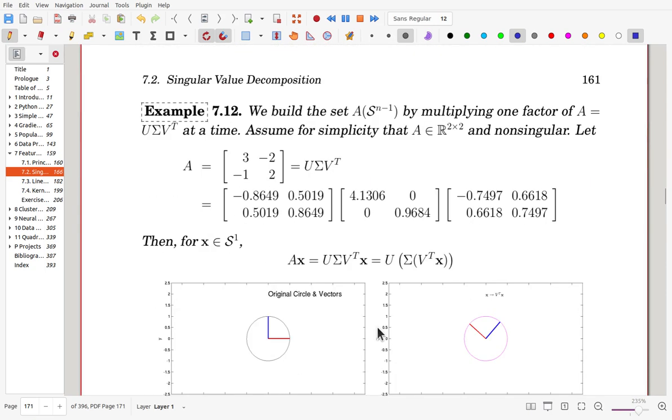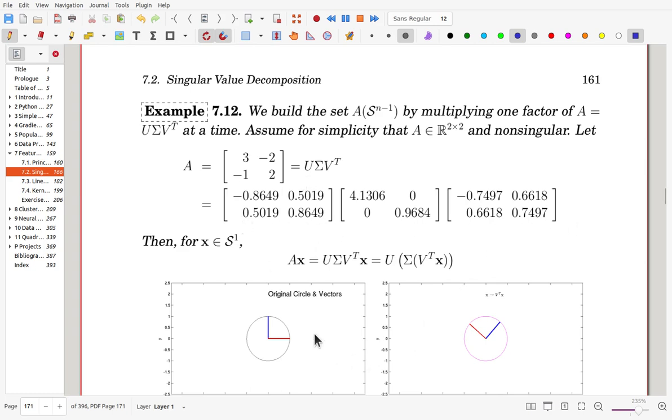Okay, let's see one example. Now we'll try to build the set A S^(n-1) by multiplying one factor of A at a time. So after getting the singular value decomposition, we multiply V transpose first, then sigma, and then U. Here A is given in this way, A is 3, 0, -2, -1, 2. Its singular value decomposition can be written in this way.